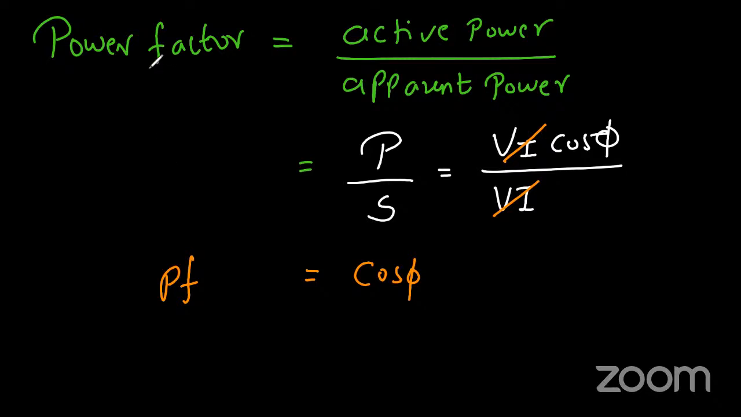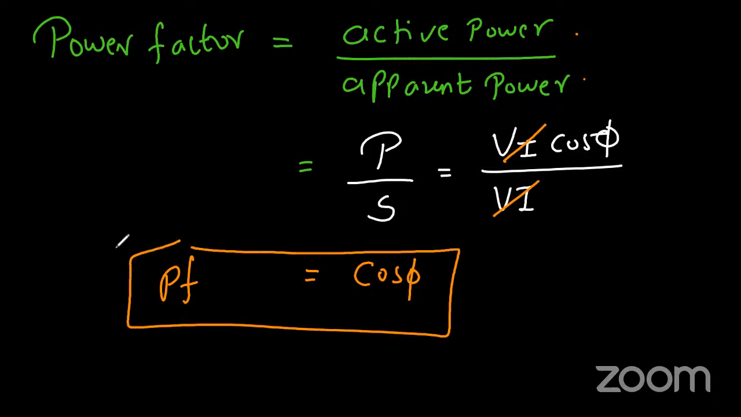Okay. So what is a PF? It's a power factor. It's a ratio of active power by apparent power. Active power is P, apparent power is S. It's VI cos phi divided by VI. VI and VI get cancelled. What is the remaining? Cos phi. So what is a power factor? Power factor is cos phi.